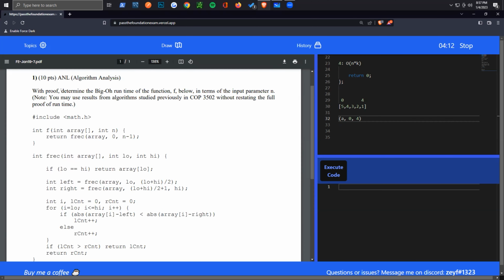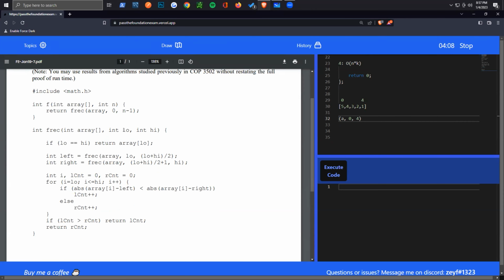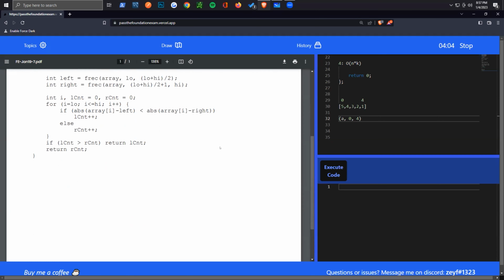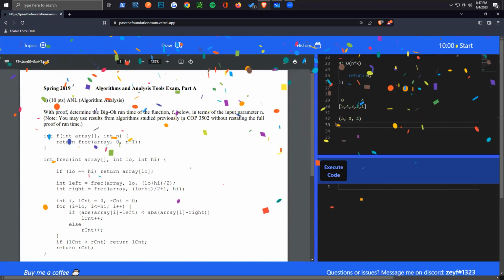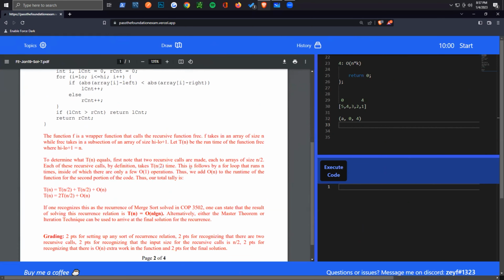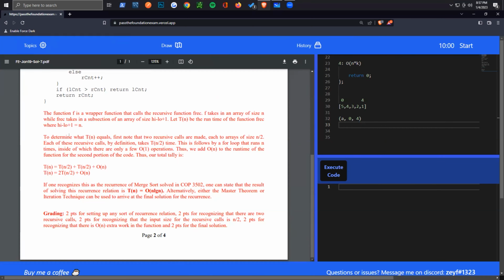And let's see, we also need to have proofs, determine the big O runtime. You can break down what I said and put that into your proof. I'm not going to write a paragraph now, but that's pretty much it. You explain the thought process of how it works, and it takes n divided by 2 time. There's a for loop, and it goes through at most n elements, and so on.